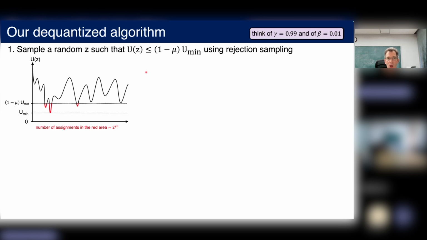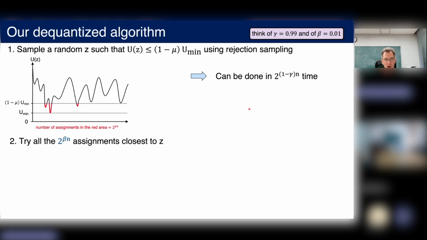And what will be the complexity of this algorithm? It of course depends on the number of assignments in the red area. But in the previous slide, we showed that this number was essentially 2 to the gamma n, where gamma was some constant like 0.99 or something like that. And so the number of samples you need in order to get such a Z will be 2 to the (1 minus gamma) n. So for this specific value, it will be 2 to the 0.01 n. So you repeat until you find such a Z. That is the first step.